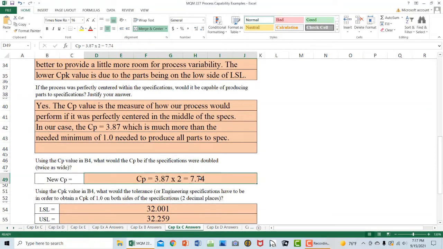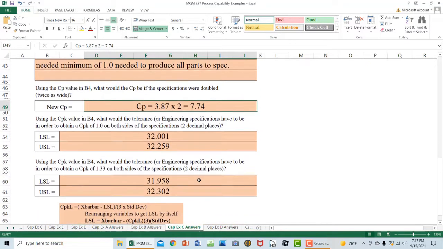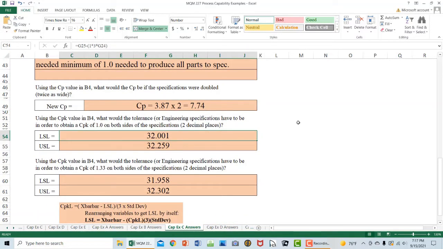And it says, what happens if we were to double the specification? Instead of, let's say, 32 to 33 pounds, it was 32 to 34 pounds, or 31.5 to 33.5 pounds. Then we would just simply double this, because the CP is just the difference between the big number and small number. So if it's 1, now it's going to be 2, and so this ends up just being doubled, 7.74. And we go on to this one, which we've done before.